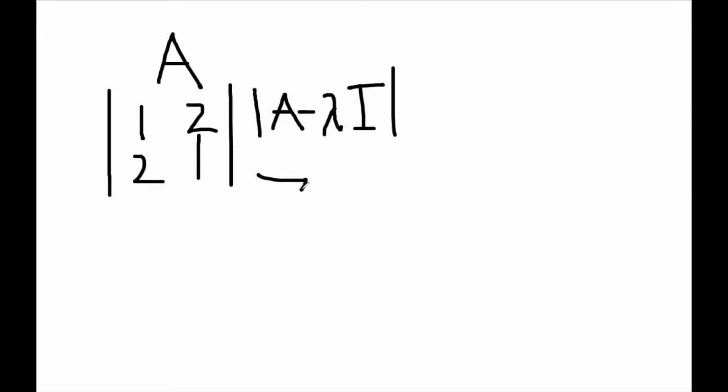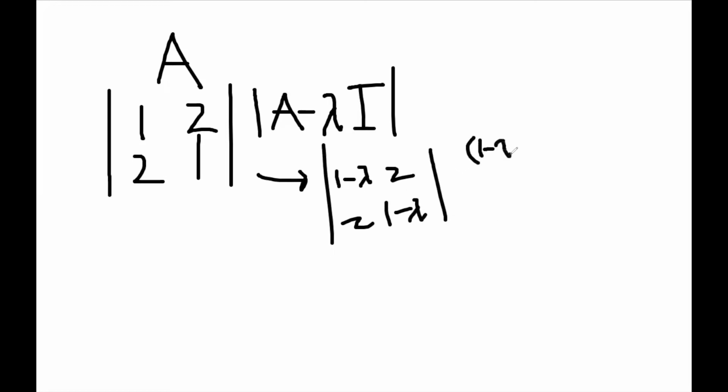And if we did this, we'd get 1 minus lambda, 2, that's an interesting 2, 1 minus lambda. And then we'd find the determinant of that. So that would just be 1 minus lambda squared, since we take the product of these two minus the product of those two. And then we can subtract 4, because it's minus 4, and set that equal to 0. And from this, it's actually not that bad. For this particular matrix, we can just find the eigenvalues really easily from this quadratic equation.